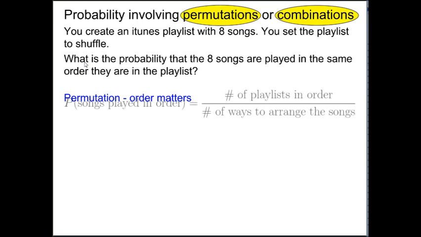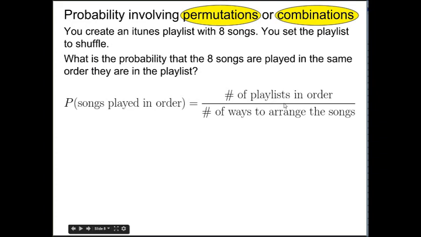And so to figure out this probability, the probability that the songs are played in order, we need to figure out the number of playlists that have that same order, the songs 1 through 8 all in the same order, and we're going to divide that by the number of ways to arrange the songs in a permutation. So we need the number of playlists that have that same order. And because we're looking for all those songs to be ordered 1 through 8, there's only going to be one playlist that has that same order. So in our numerator, we're going to have a 1.